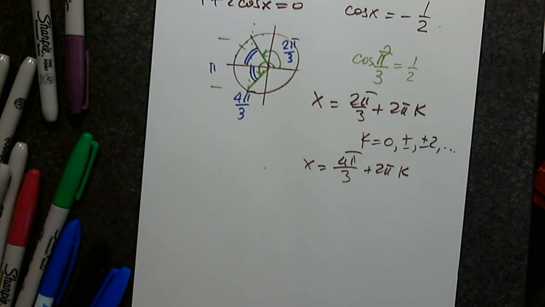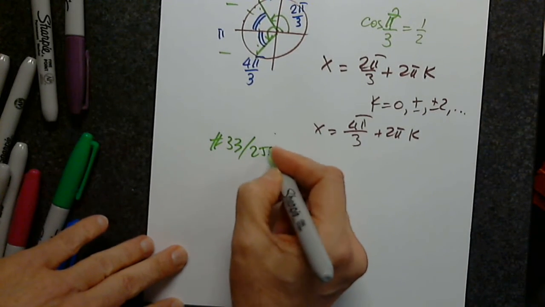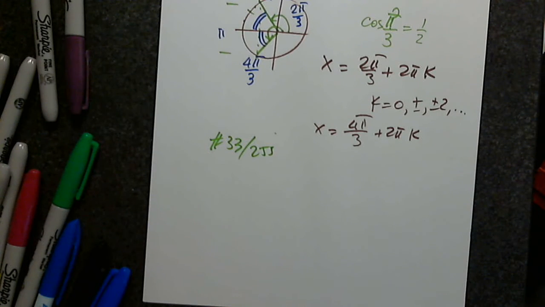Very good. Next question. Is there anything else you would like to go back to? Anything else? Yes? Good. Could we do number 33 on page 255? 33 on 255.